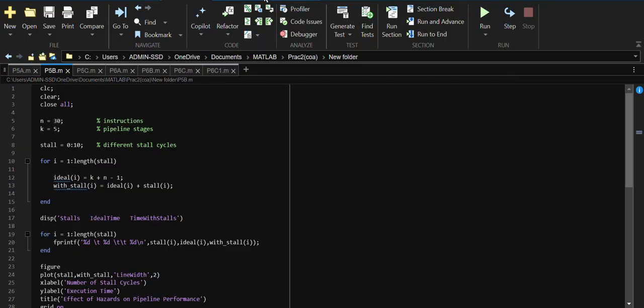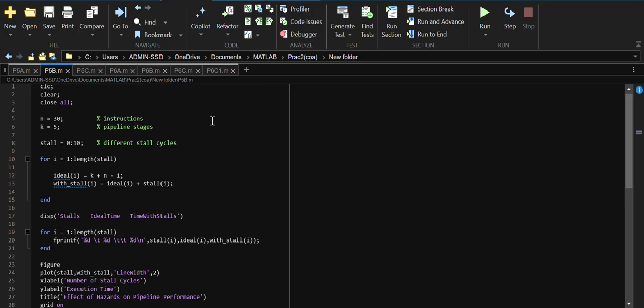The second program demonstrates how pipelining hazards affect the processor performance. In an ideal pipeline, instructions flow continuously through the pipeline. However, in a real processor, hazards such as data, structural and control hazards can interrupt the pipeline. These hazards cause the processor to insert stall cycles, also called pipeline bubbles, which temporarily stop the instruction execution.